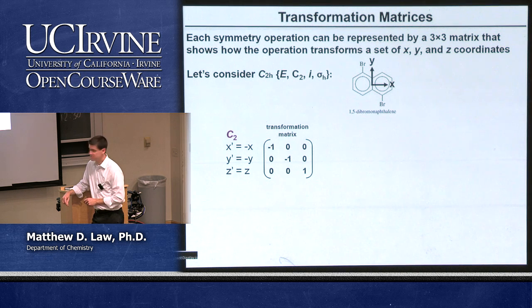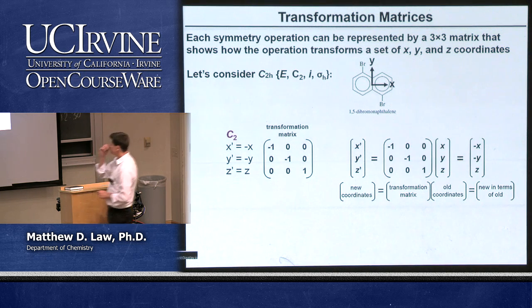Okay? Let's see how this works. This is the transformation matrix for C2 in this particular point group. This is how the matrix multiplication looks. In order to get the new coordinates, x prime, y prime, z prime, let's call them, we take the old coordinates, x, y, z, and we act on those old coordinates with the transformation matrix that's here. Just move that here. And that's going to give us the new coordinates in terms of the old coordinates.